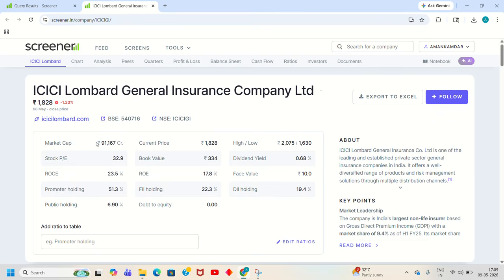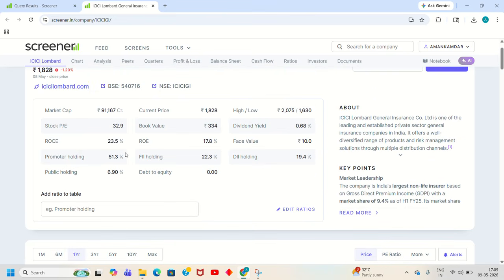So first we can already see that the market capitalization as criteria has been fulfilled, as they have 91,000 crore market cap, and face value is 10 per share, and debt to equity is 0 as it is a debt free company.